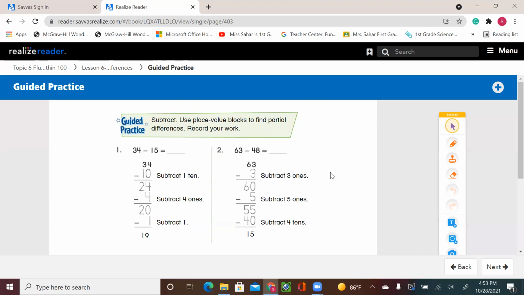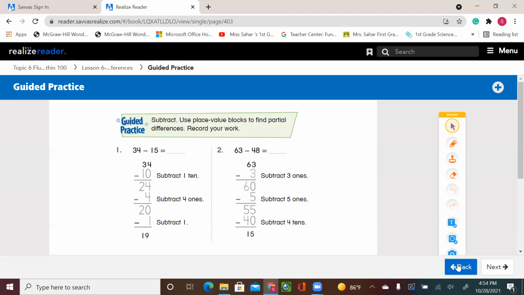If you want to see if your answer is right or wrong, let's go and see 19 plus 15. If 19 plus 15 equals 34, then your answer is right. Also over here, 63 minus 48 equals 15. So if I add 15 plus 48 and I get 63, that means my answer is right.